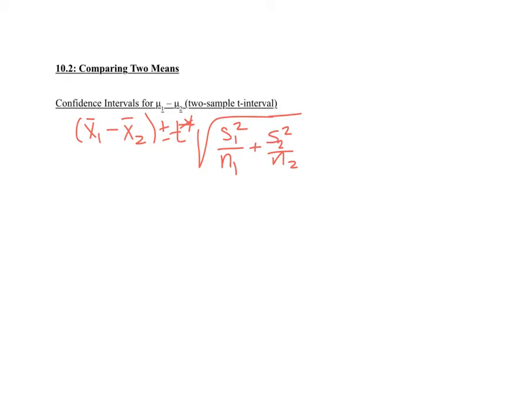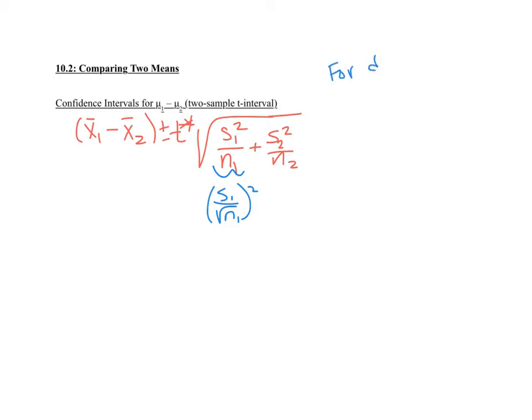Underneath that square root, just to note that this thing right here is actually the same as S1 over the square root of N1, the whole thing squared. So that's where that came from. If you remember, that actually was part of our regular one sample t interval. For this formula, by the way, just a reminder that whenever you are doing something with a t, you are going to need a degrees of freedom.